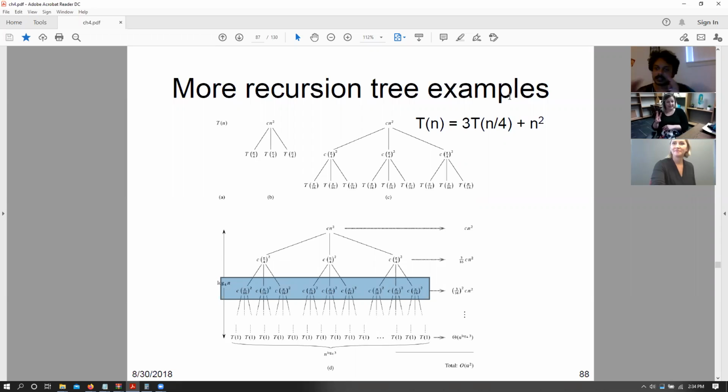For the next level, we again divide it into 3 parts, where each part is n by 4. So 16 times 4 basically becomes 64. So we have n by 16 cubed, and then 3 by 16 cubed. The next one becomes (3/16) cubed Cn squared. The next one becomes (3/16) to the power of 4 Cn squared. Does that make sense?